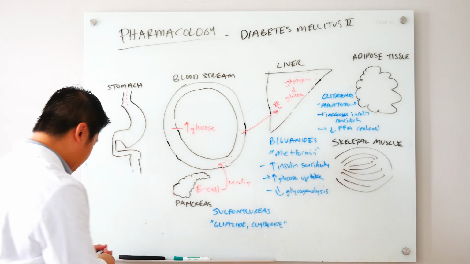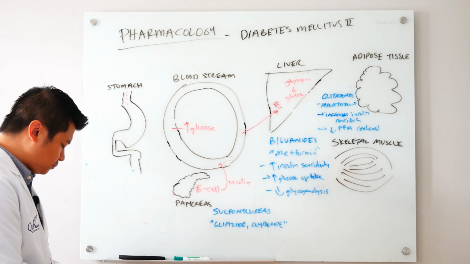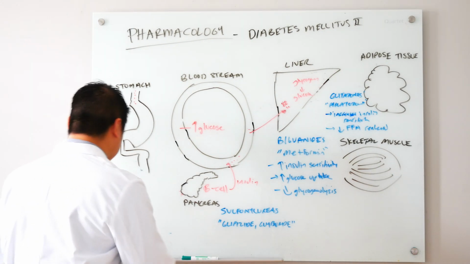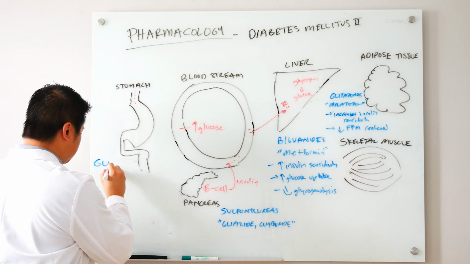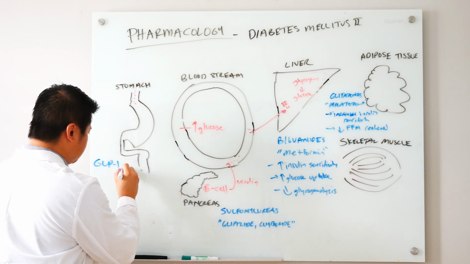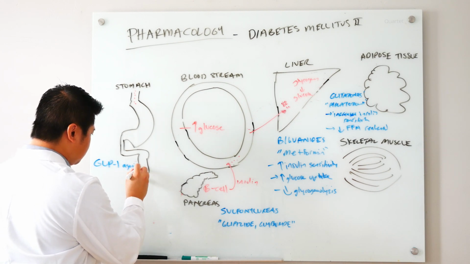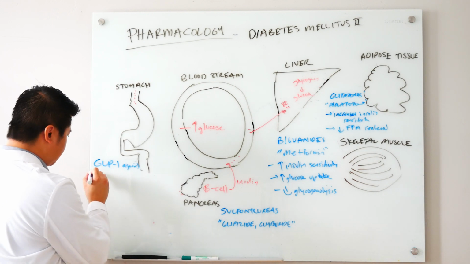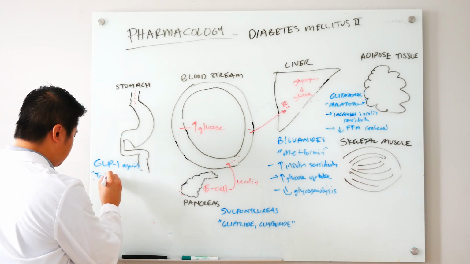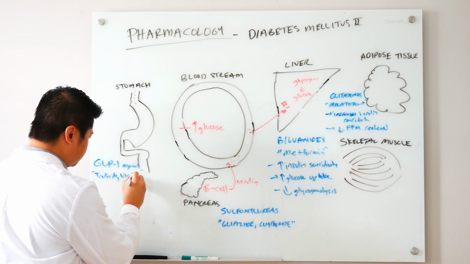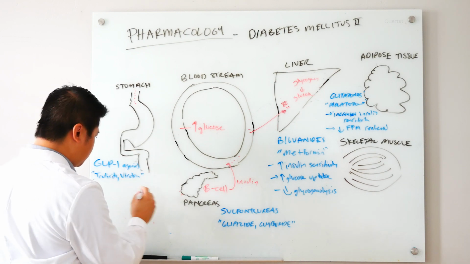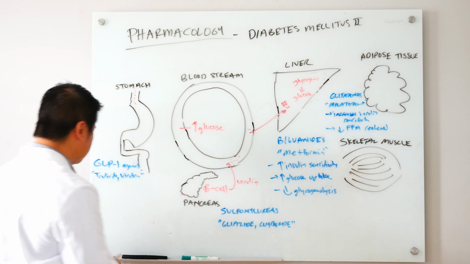So again, the way the GLP-1 agonists work is that, let's go ahead and write it down here. GLP-1 agonist. Examples would be, again, Trulicity, Victoza. These are just a few of the common medications that we use for this.